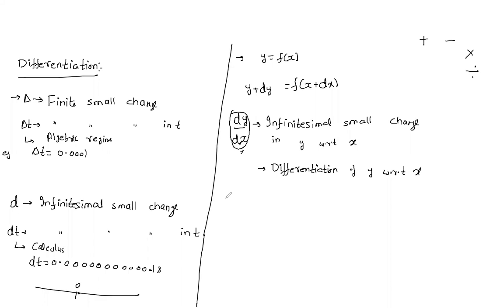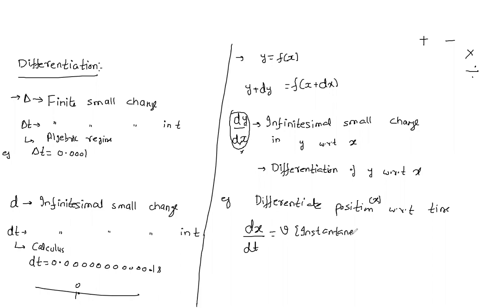Similarly, if I ask you to differentiate position with respect to time, then you can write this simply as, position you usually represent by x, dx over dt. Can you guess the unit of this quantity? Noor? The unit of dx over dt? Meter per second. So this is velocity. This is the expression for velocity, known as instantaneous velocity.